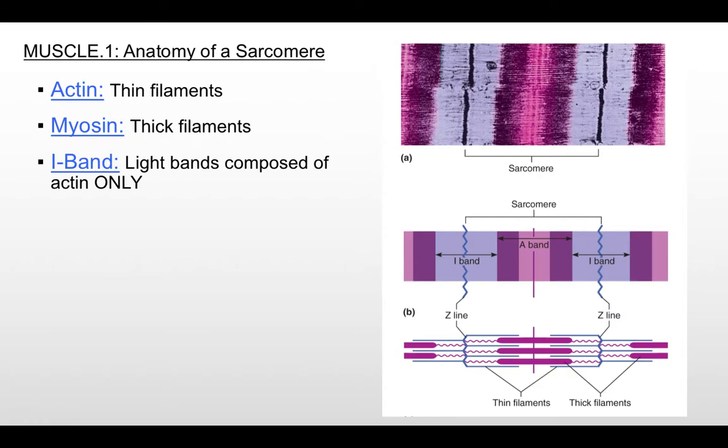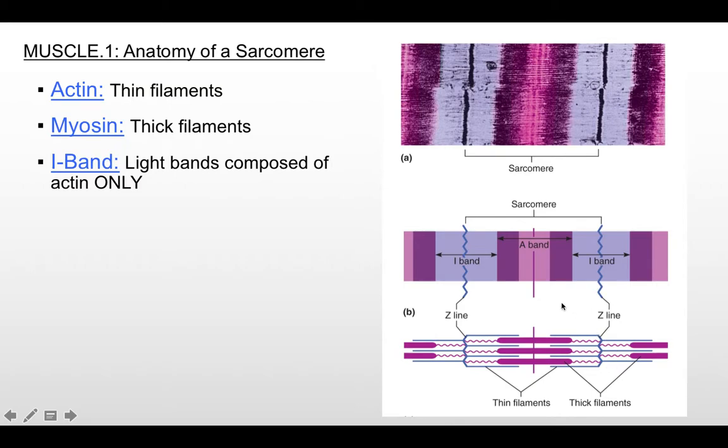Now, you'll notice that there are regions where these filaments overlap, and there are regions where it's only myosin or only actin. We also have these crazy Z lines down either side as well. So there are names to all of these bands that we can see.